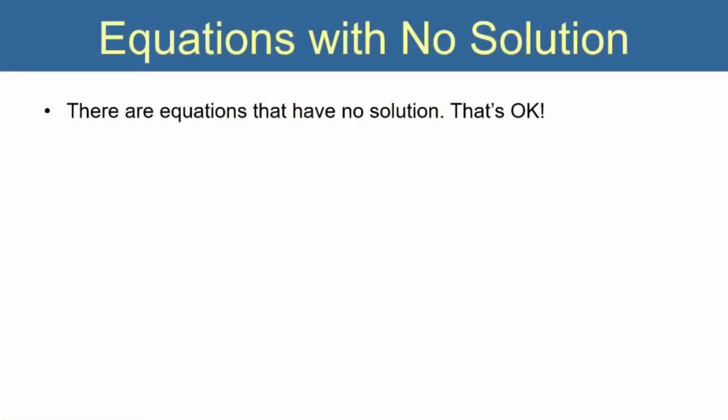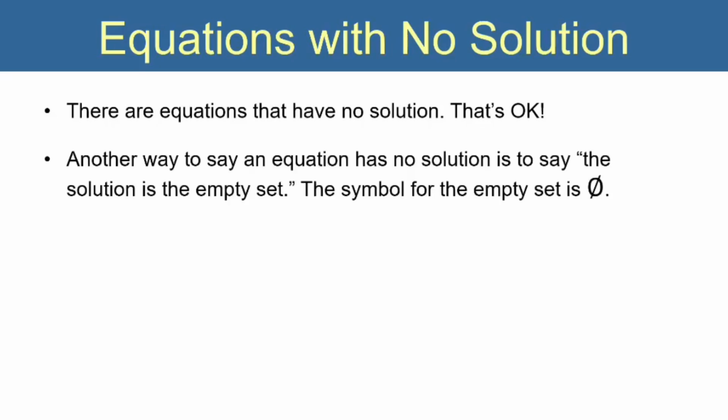Now, not every equation has a solution. There are equations that have no solution, and that's okay. Another way to say that an equation has no solution is to say that the solution is the empty set. And the symbol for the empty set is a circle with a line through it. It kind of looks like a 0 with a line through it.